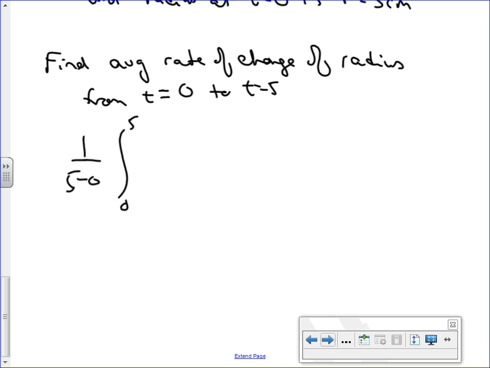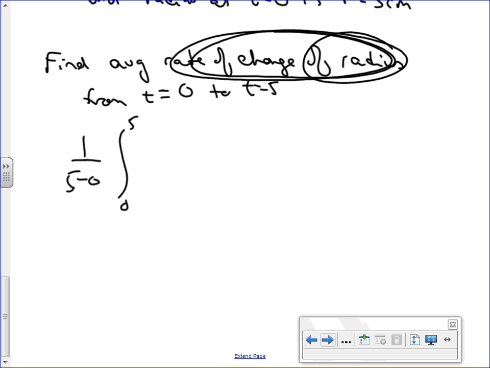The average rate of change. Find the average rate of change of the radius. I need the function for the rate of change of the radius. So that's going to be that big R. I know it doesn't have a prime on it. They just didn't like writing prime on everything they do. And that will give me the answer.